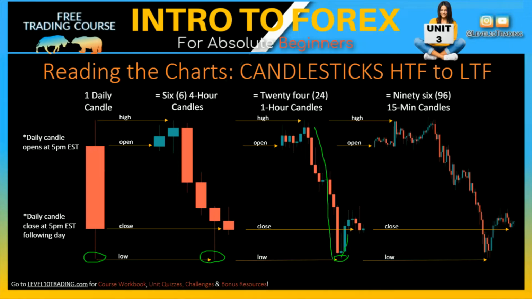Then price came up all the way here and pushed back down to the close, which coincides with this close and which coincides with the daily candle close. And so all you have is one daily candle that you broke down and looked at in a 4 hour candle context, and then you broke down even further and looked at it in a 1 hour candle context. And we're going to take that one step further and look at it in a 15-minute candle context. And so all it's doing is giving you more and more information.